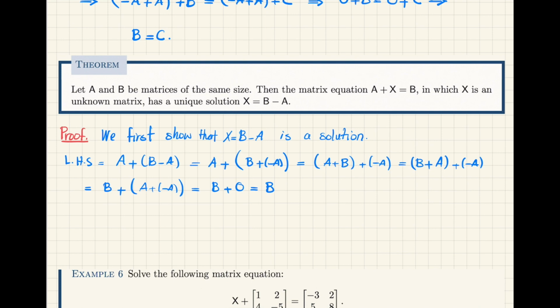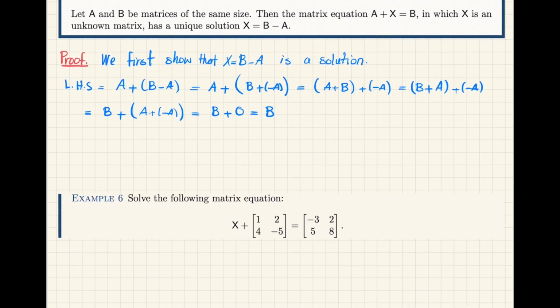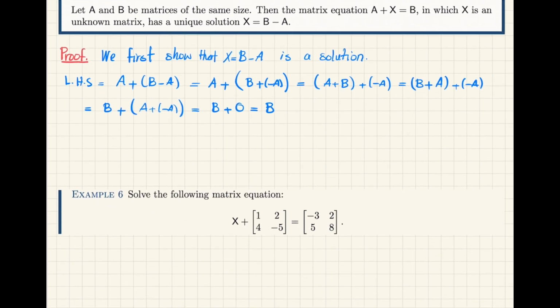Okay, but this problem is not finished because we want to show that this is the unique solution. So how should we show that? Let us use proof by contradiction. Okay, uniqueness.